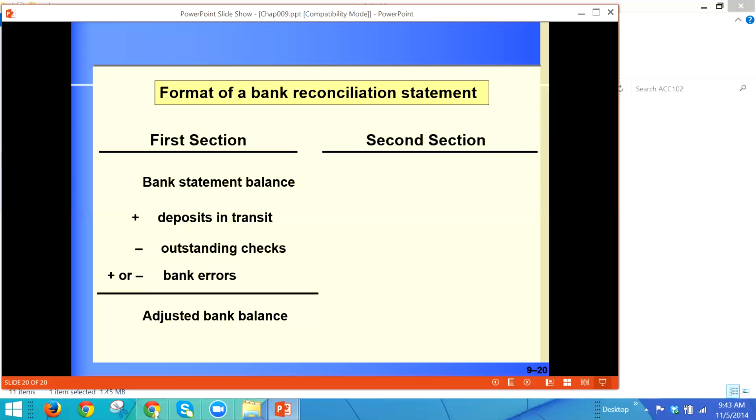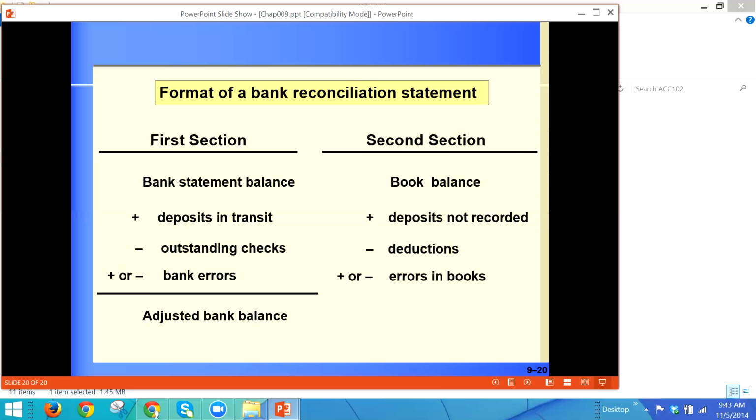Now the second section will take the book balance to the adjusted book balance. The bank statement probably will not equal the book balance before you reconcile. So what items would we use to reconcile the book balance? That would be stuff that the bank knows about that the company doesn't know about yet. And you find out from the bank, from the mail, or from items on the bank statement.